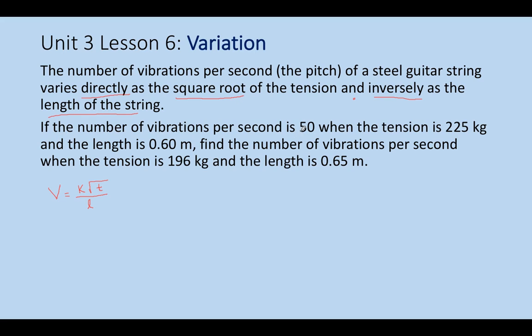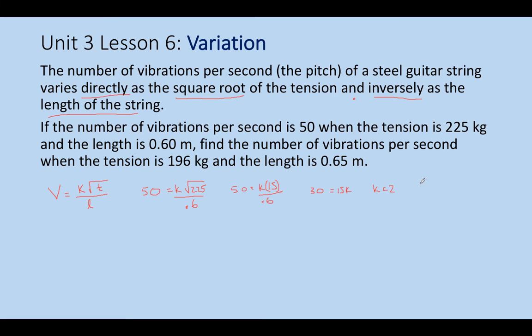Here's the information. It says if the number of vibrations per second is 50, so I got 50 in for V, and then the tension is 225, so square root of 225. And the length is 0.6, so divide by 0.6, we can now go ahead and solve for k. All right, well, the square root of 225, that's going to be 15. So I got k times 15 divided by 0.6. I'm going to go ahead and multiply 50 times 0.6, and I get 30. So 30 equals 15 times k. Divide both sides by 15. You got k is equal to 2. So my constant of variation is 2.